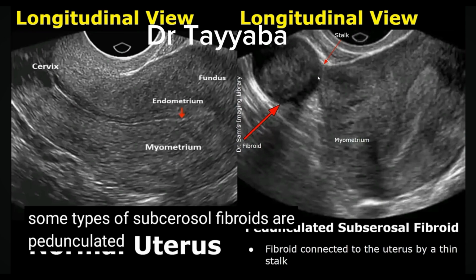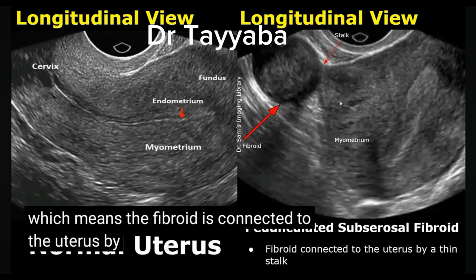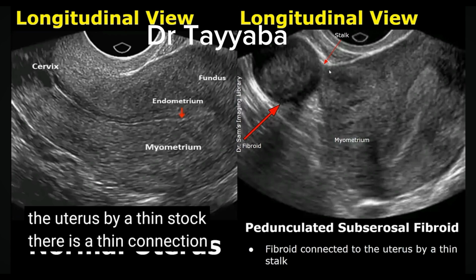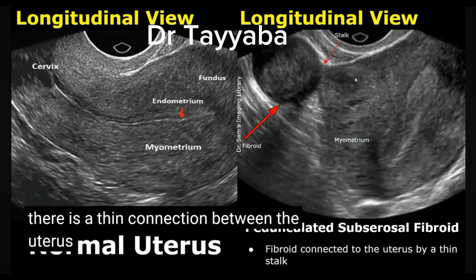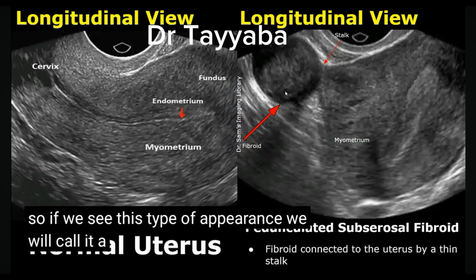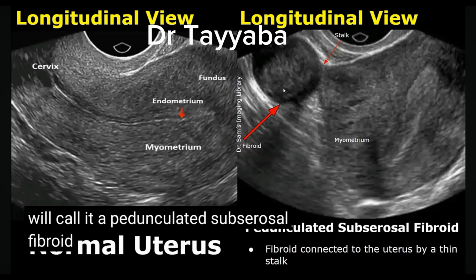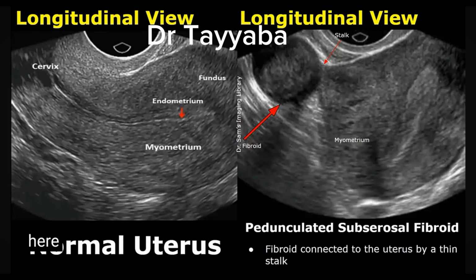Some types of subserosal fibroids are pedunculated, which means the fibroid is connected to the uterus by a thin stalk. There is a thin connection between the uterus and the fibroid. So if we see this type of appearance, we will call it a pedunculated subserosal fibroid.